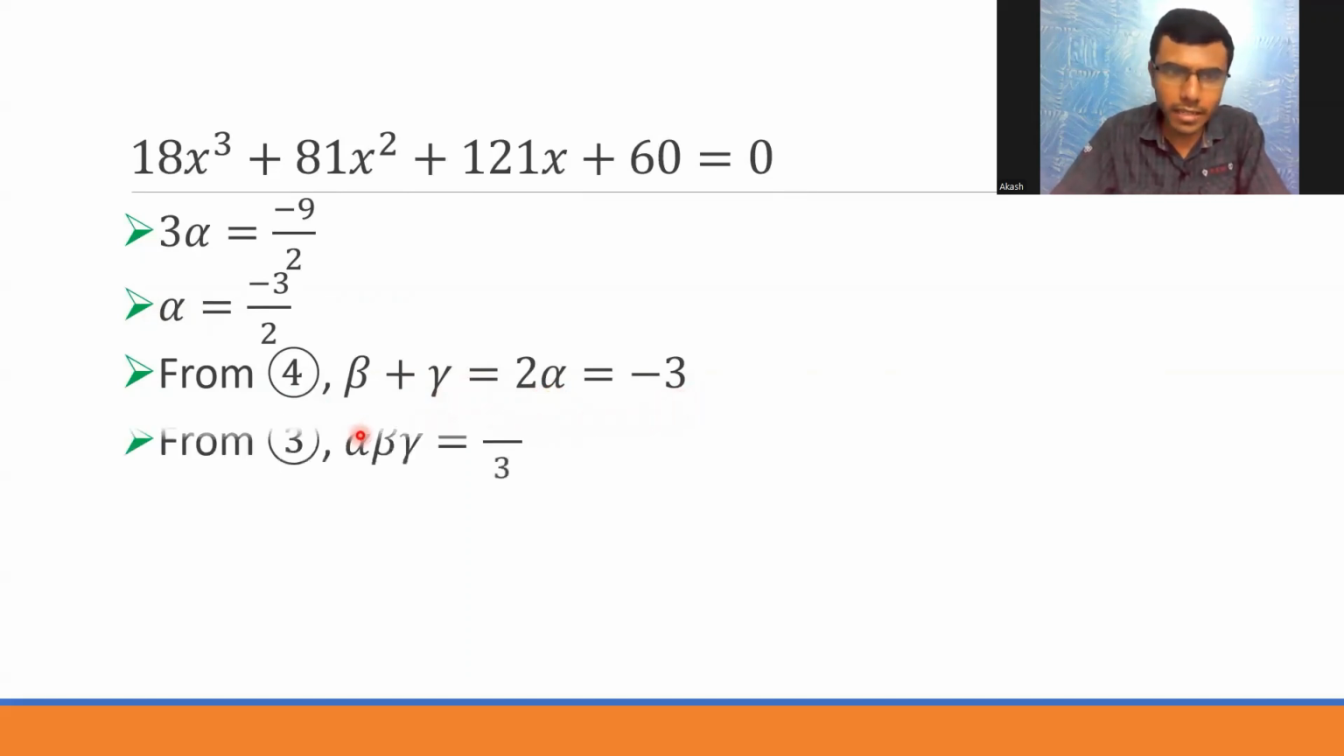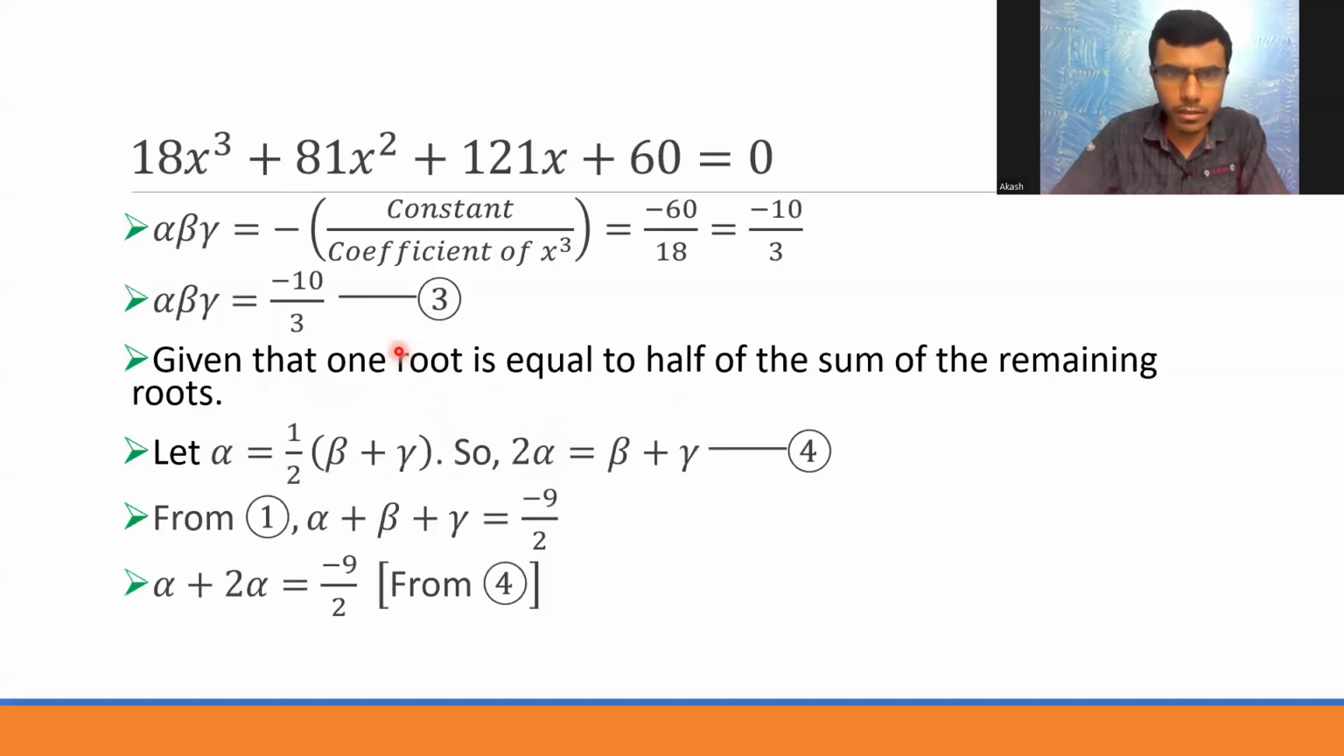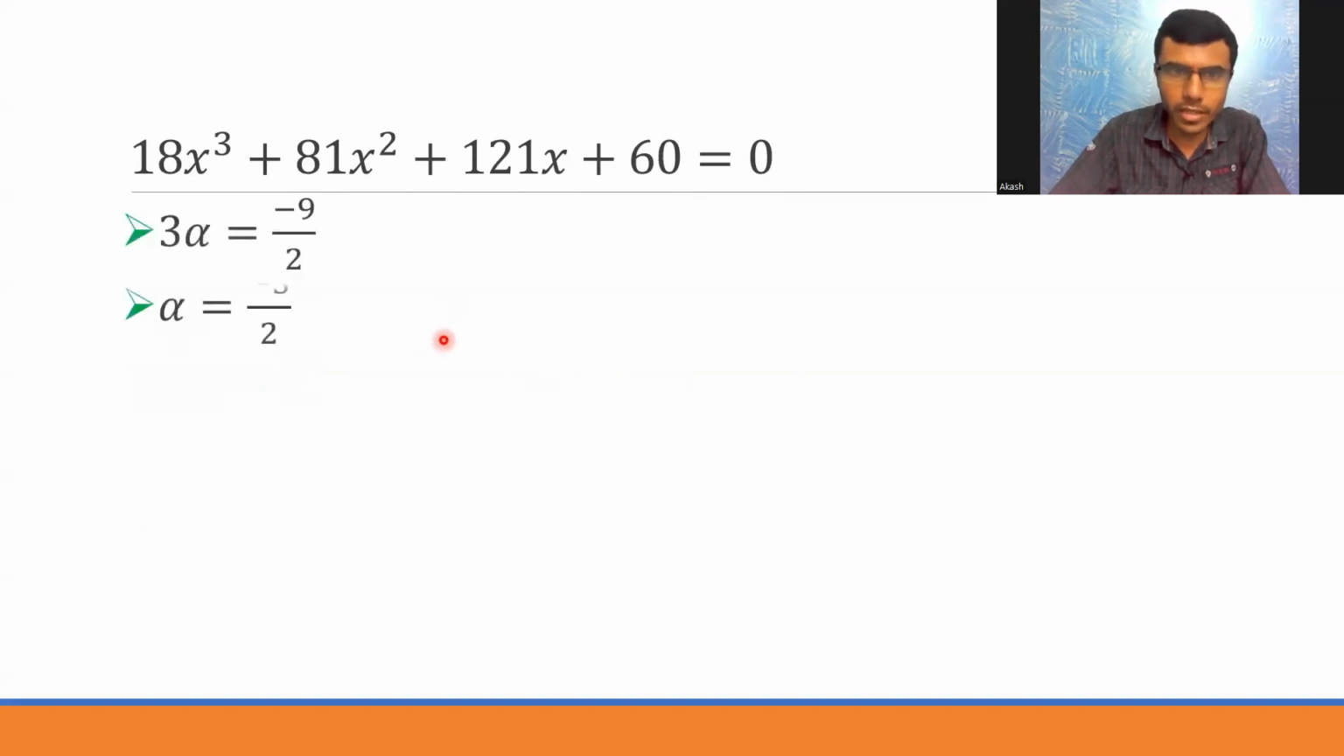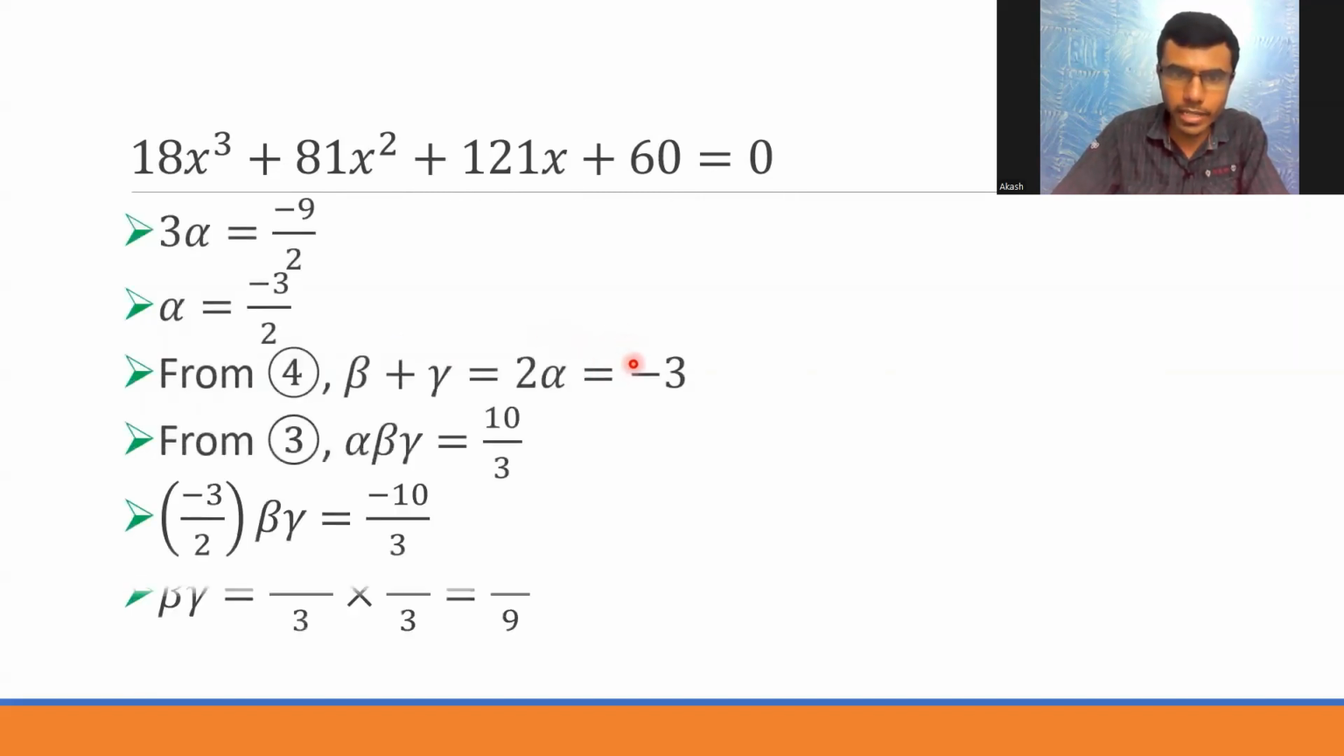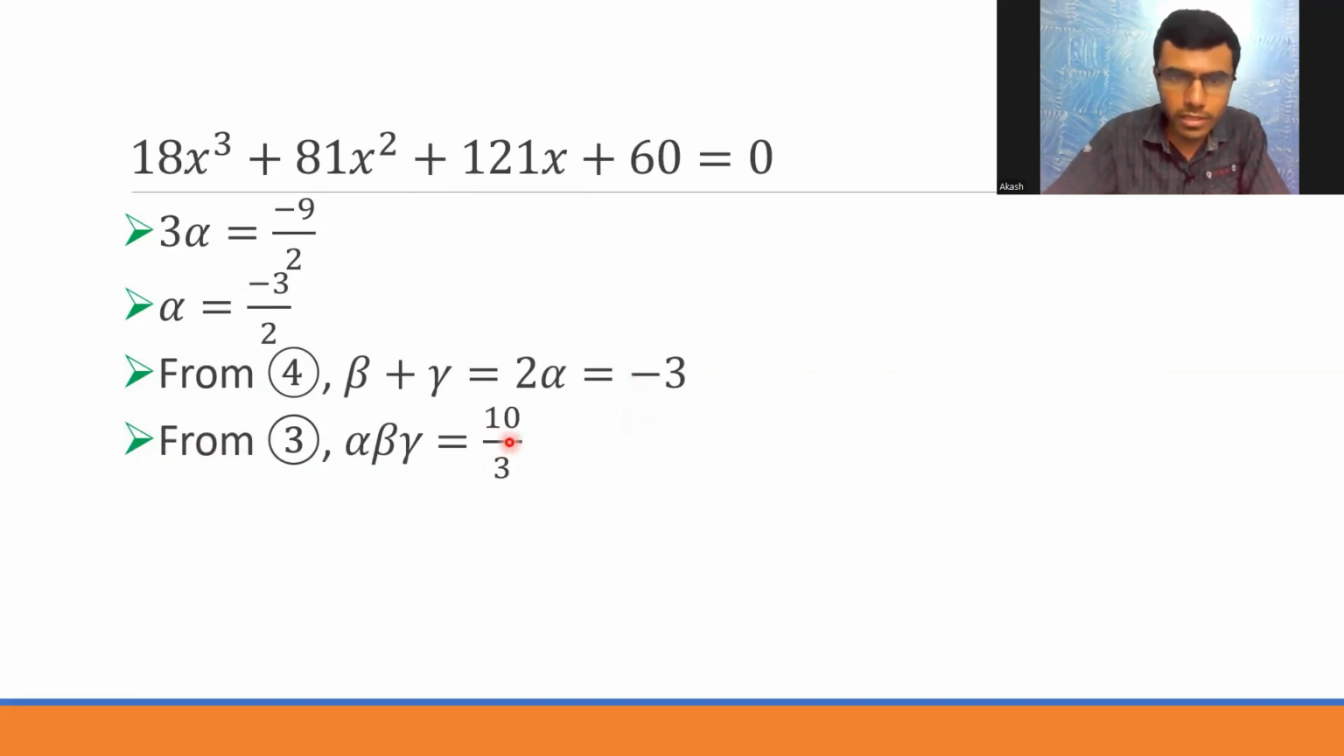Now next. From 3, the product of the roots, I got alpha beta gamma as 10 by 3. Wait. Okay, I'm sorry. It's actually minus 10 by 3. In the first thing there is a mistake.